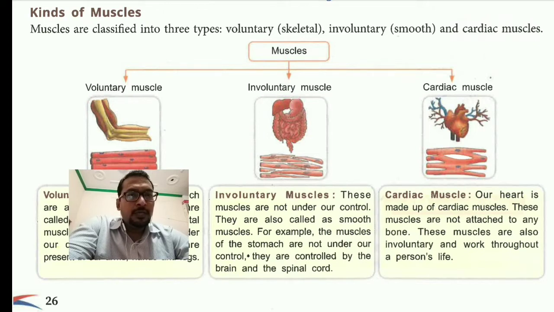Then we have number three, cardiac muscles. These muscles make up our heart. Okay, as we have studied in chapter number 1, our heart is made up of cardiac muscles. These muscles are not attached to any bone. These muscles are also involuntary and work throughout a person's life. So these muscles are also involuntary muscles, but they are especially cardiac muscles making our heart, and they work whenever the person is alive.